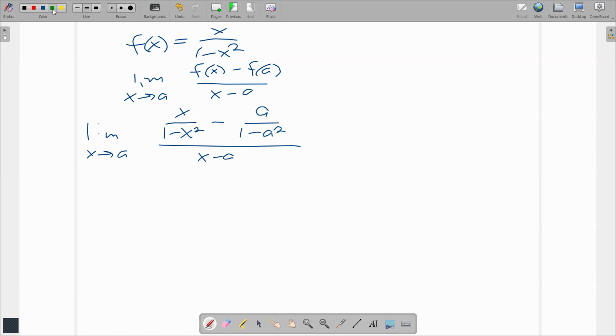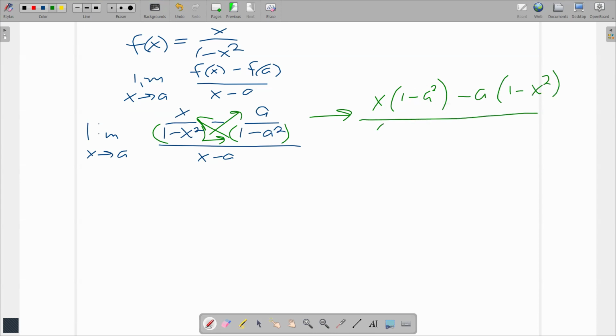Common denominator, kind of stuck. I've got to use those as my common denominator. I could factor them, but I don't think that helps yet. So really, I'm going to do that crisscross method here. Just focusing on the numerator, ignore everything else for a moment. That's going to give me x times 1 minus a squared, minus a times 1 minus x squared, over 1 minus x squared times 1 minus a squared. And again, I'm just going to make a note to myself: don't forget that. I'll come back to that.